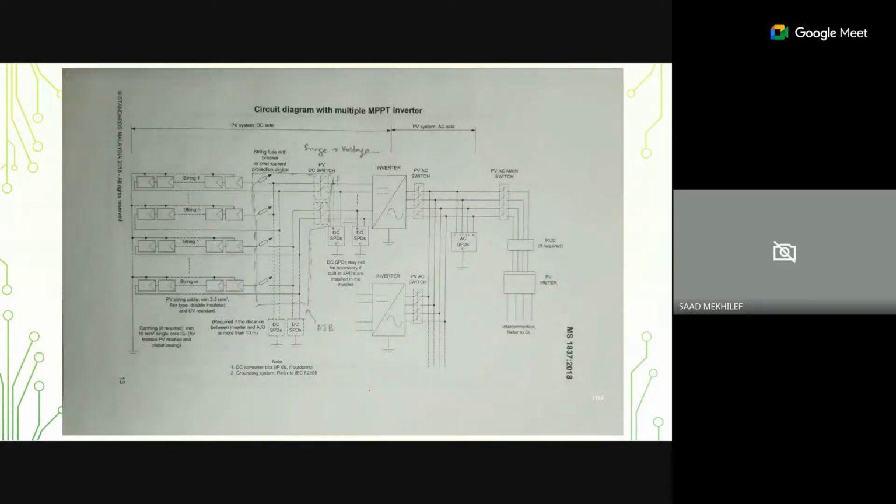So this is with multiple. If you have multiple, you can see you have n numbers. You can have 3, 4, 5, 6, whatever. And then you have another inverter with multiple ports and so on and so forth.